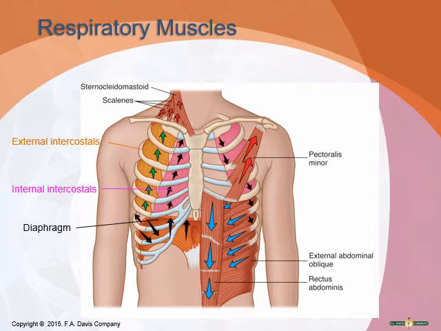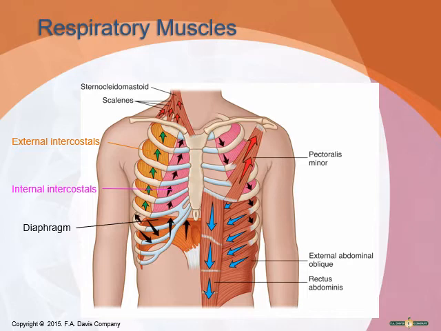Starting with the biggie, the flat muscle that separates your thoracic and your abdominal cavities is your diaphragm. The diaphragm has a major role in expanding and compressing that thoracic cavity. When the diaphragm contracts, it actually pulls downward and flattens out. This happens during inspiration.